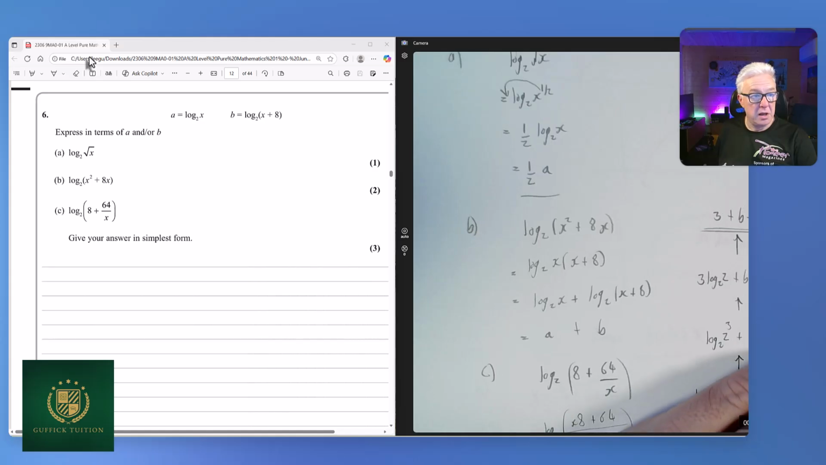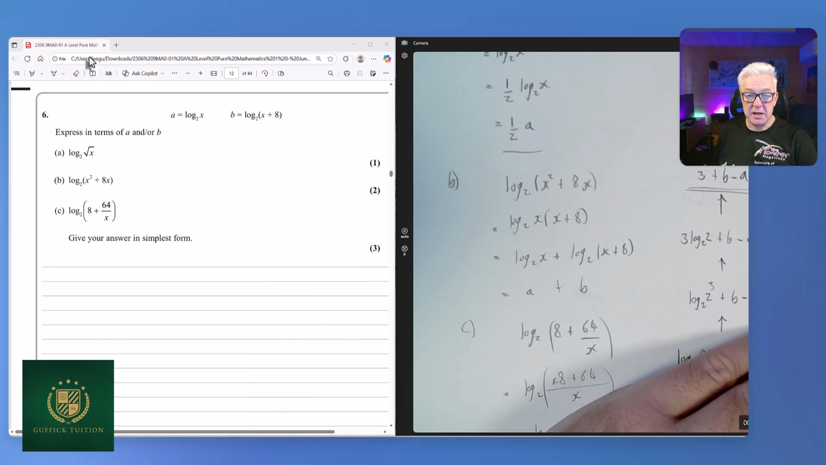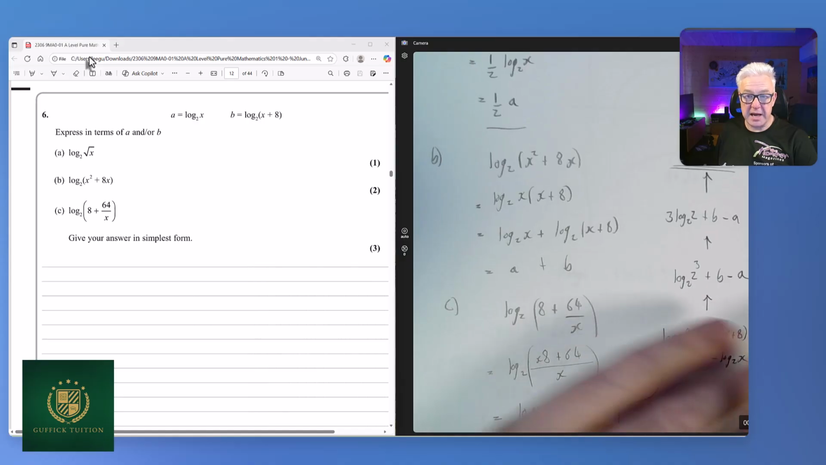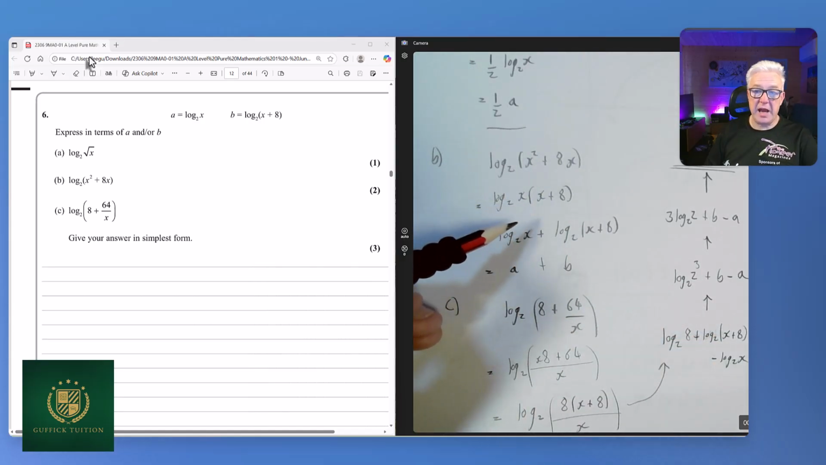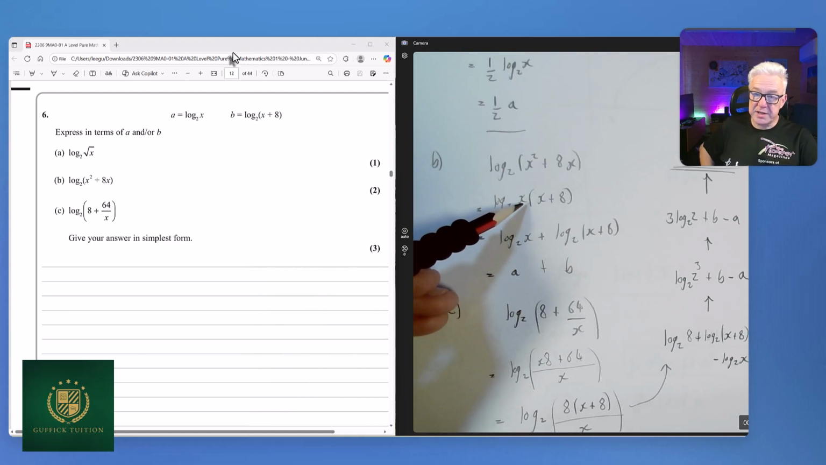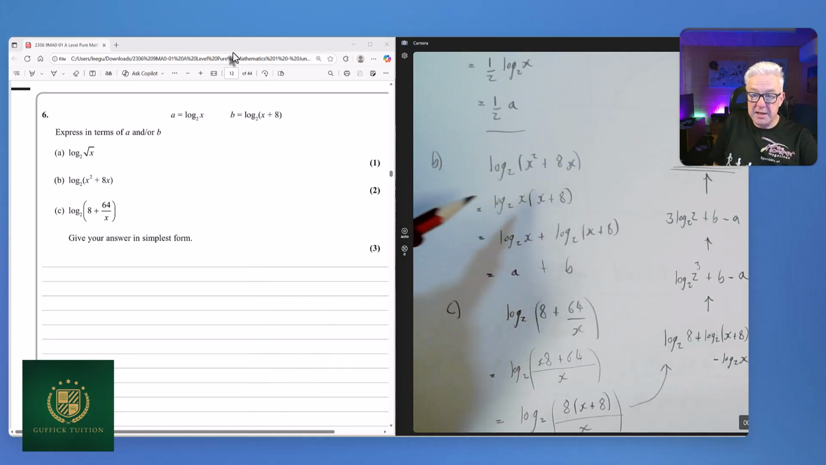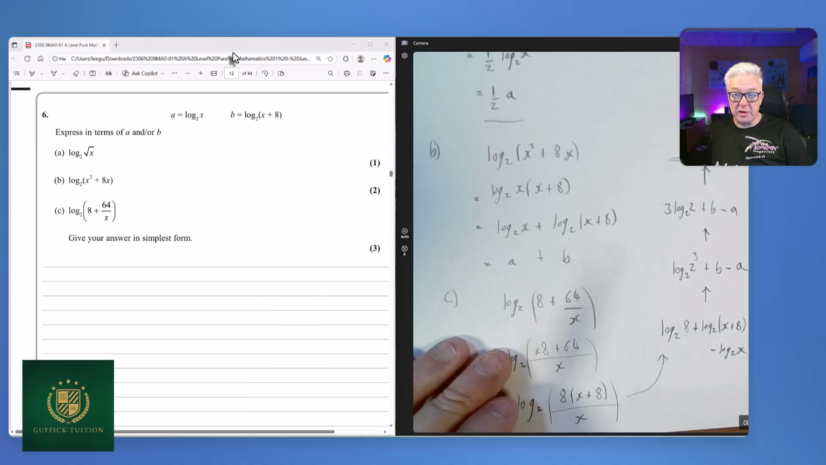Part b, log to the base 2 of x squared plus 8x. Now the first thing that occurred to me here is to take out a factor of x. So once we've taken out a factor of x, we can then break this down using the addition law of logs. So we now say that x times by x add 8 is going to be log x plus log x add 8 using the laws of logs there.